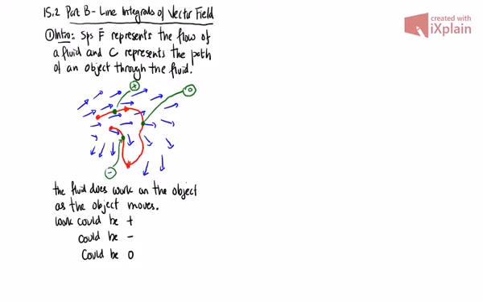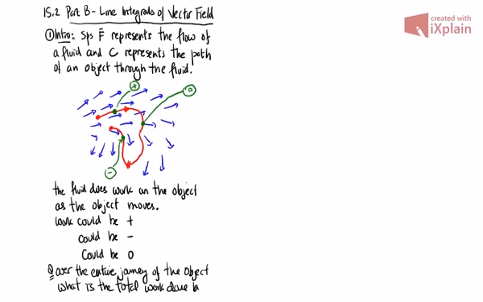And so what we might ask is, over the entire route, how much work is done? So here's the question. Over the entire journey of the object, what is the total work done by F?